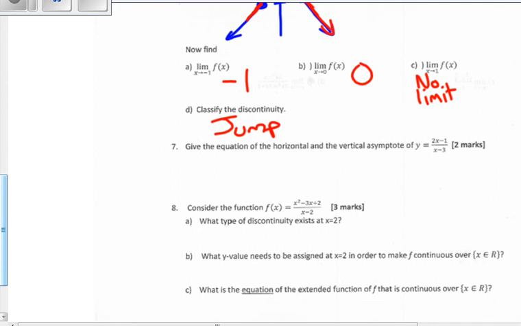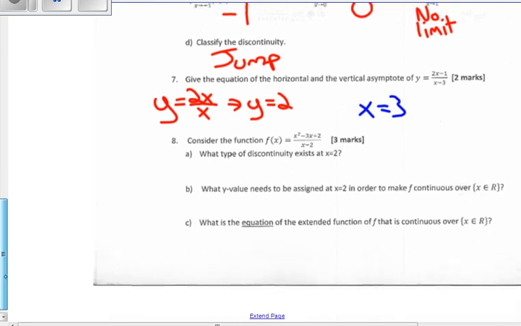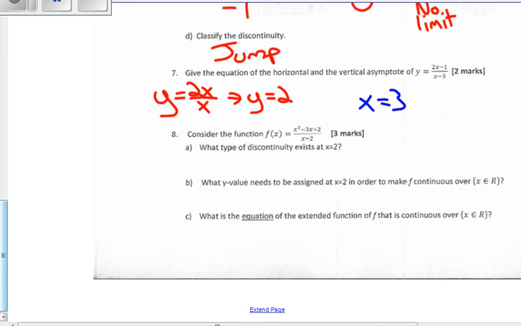Equation of the horizontal and vertical asymptote. So same power on top and bottom here. So the horizontal asymptote is going to be 2x over x, or y equals 2. I don't want you to say horizontal asymptote equals 2. The equation has to have an x or a y in it. And from the equation, that's an x minus 3 on the bottom. Therefore, there is a vertical asymptote at x equals 3. And that stuff is from chapter 9 from the last course.